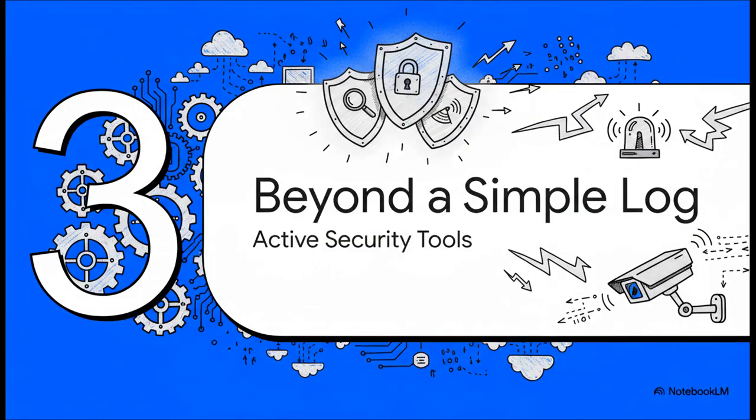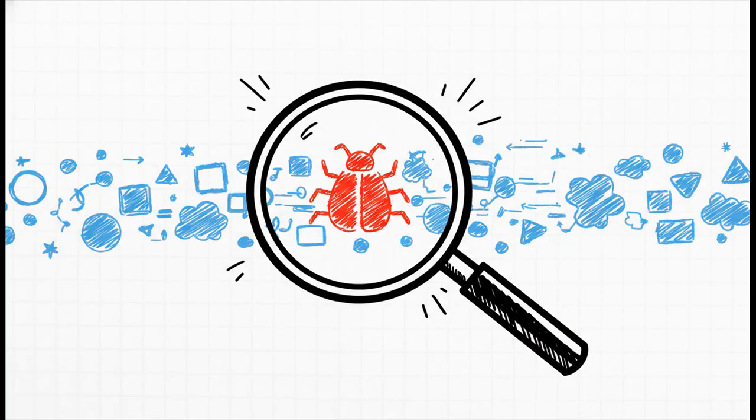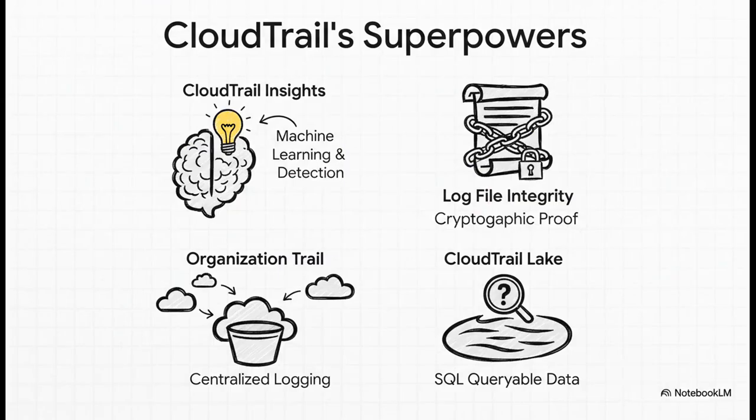But here's the thing. CloudTrail is way more than just a boring old log file. AWS has built some seriously powerful features on top that transform it from just a passive recorder into a proactive, intelligent security tool that can actually help you find threats. And this is where it gets really, really cool. I mean, what if your audit logs could actually do the detective work for you? What if they could automatically flag weird, potentially malicious behavior without you having to manually sift through millions of lines of text? Well, that's exactly what these 4 superpowers are all about.